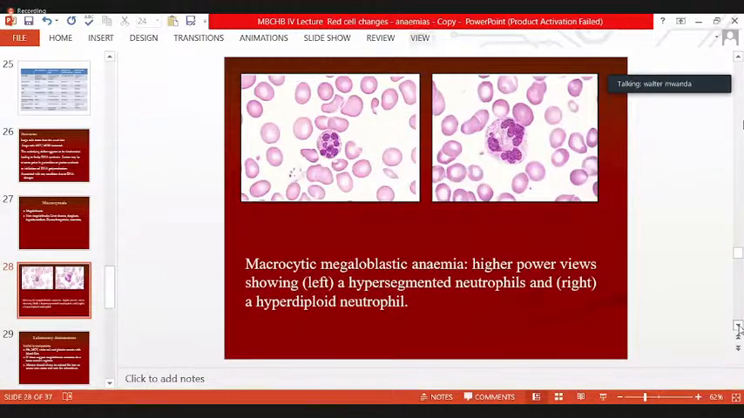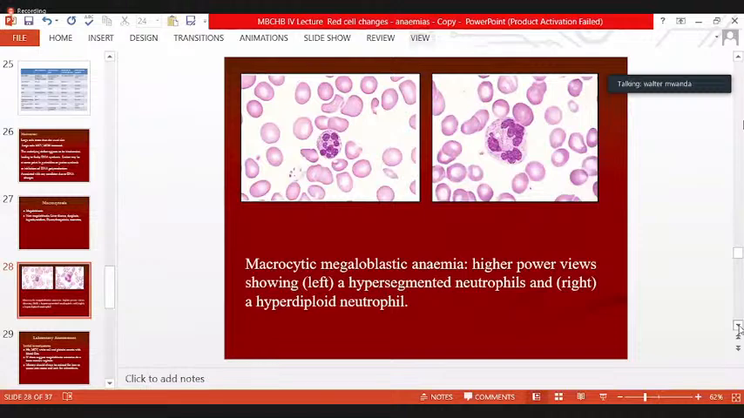In megaloblastic macrocytosis, the peripheral blood will also manifest some of these changes. Not only the macrocytes, but also the poikilocytes. The poikilocytes here tend to be red cell fragments. There are also changes in platelets.